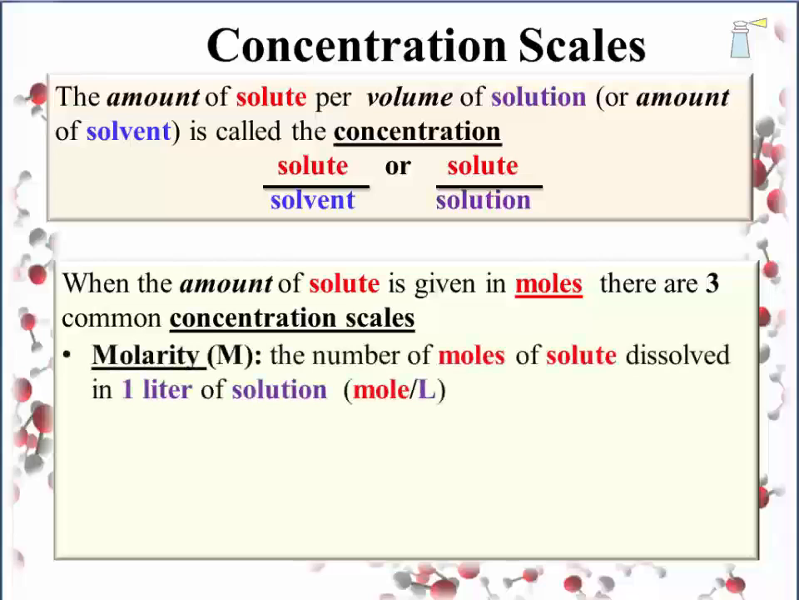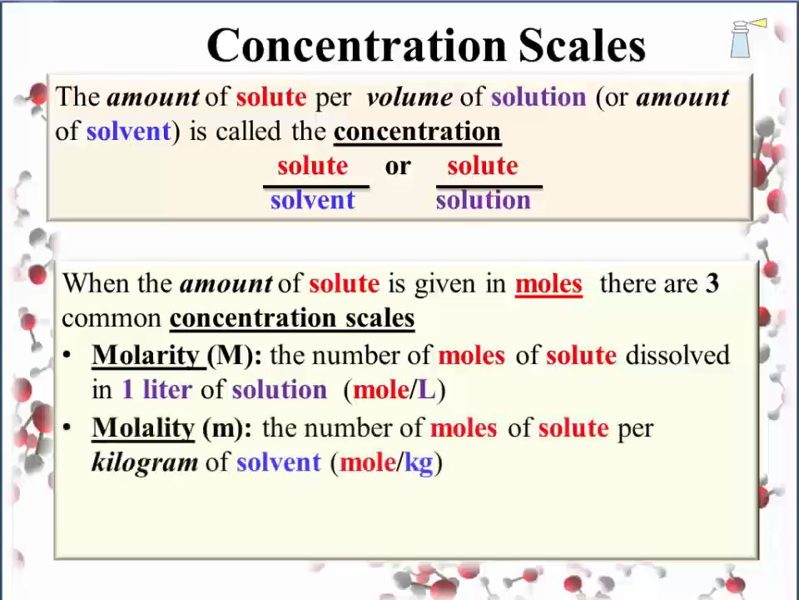The first and most important is molarity, units given as capital M. This scale is the number of moles of solute dissolved in 1 liter of solution. Capital M means moles per liter. A second and less frequently used scale is molality. Units are given as small m. It is the number of moles of solute per kilogram of solvent. Little m means moles per kilogram.